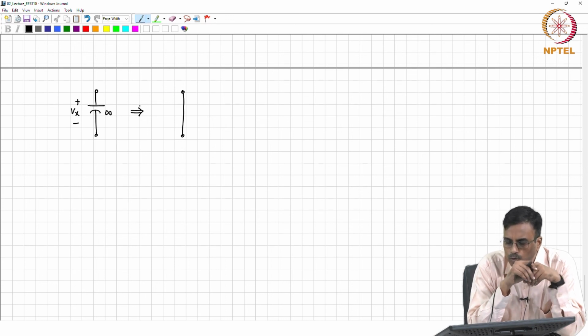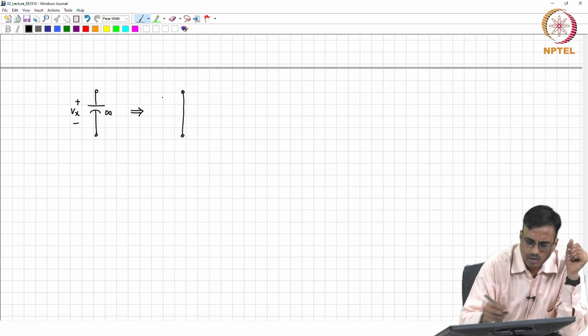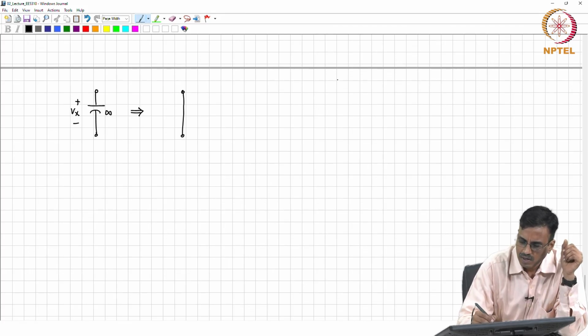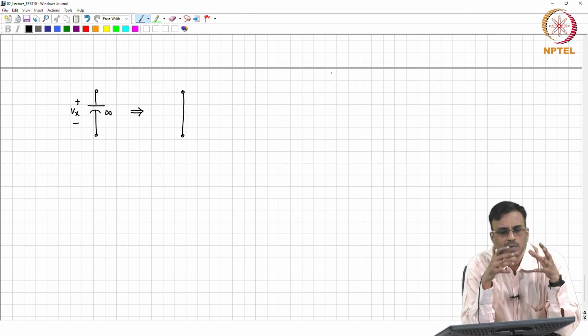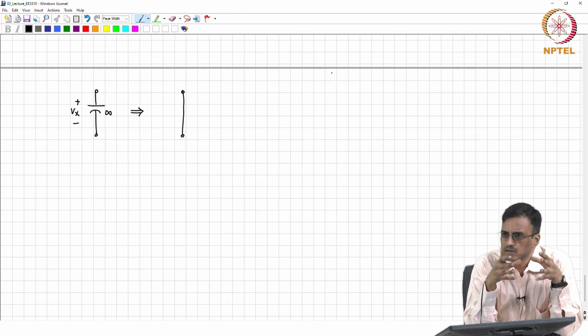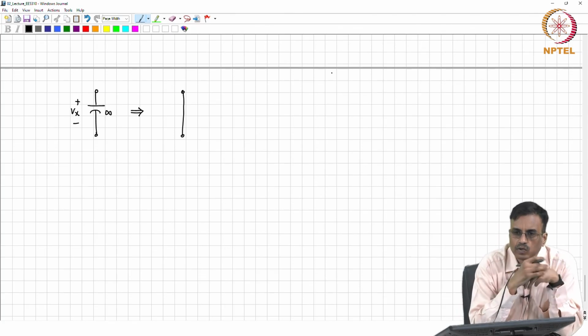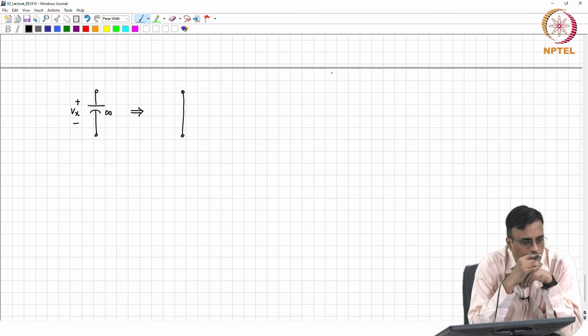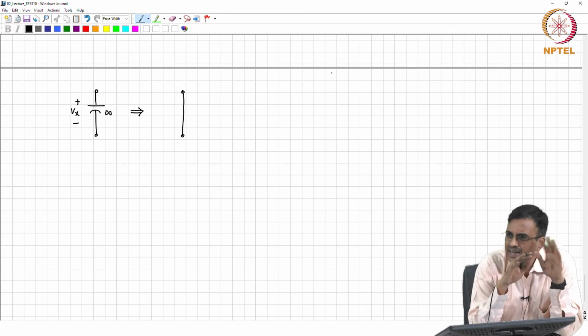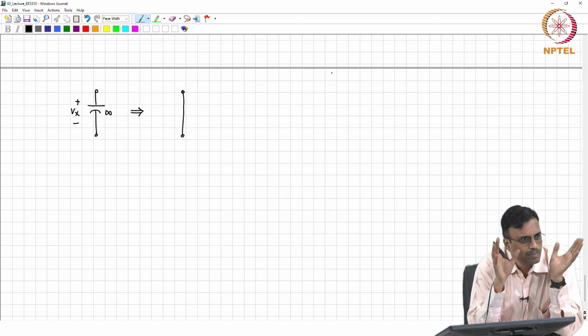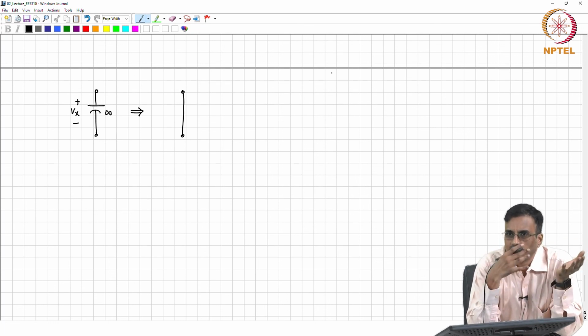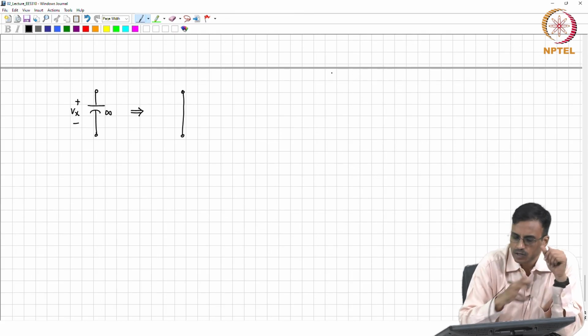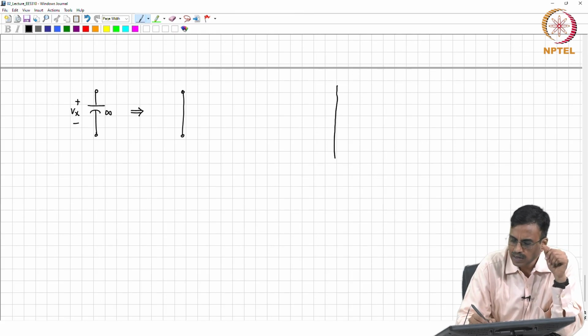Okay. Now, another quick piece of information, right? Any two terminal element without any energy source in it, correct? Okay, is called a passive element, right? Does passive mean linear? Passivity and linearity have nothing to do with each other. A passive element is simply one which cannot generate energy. Okay.